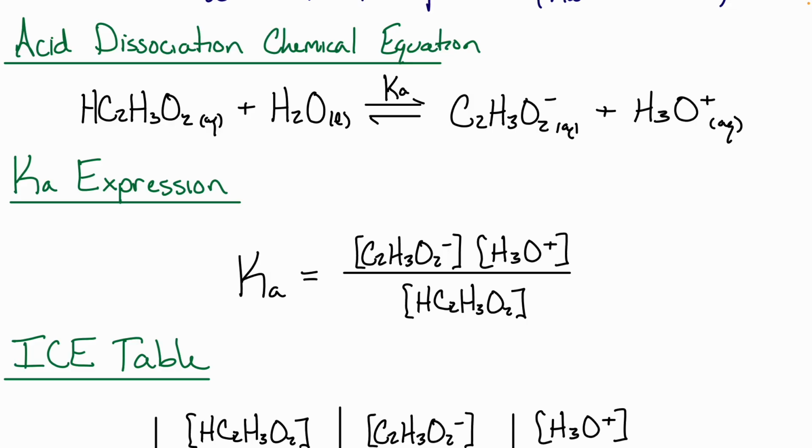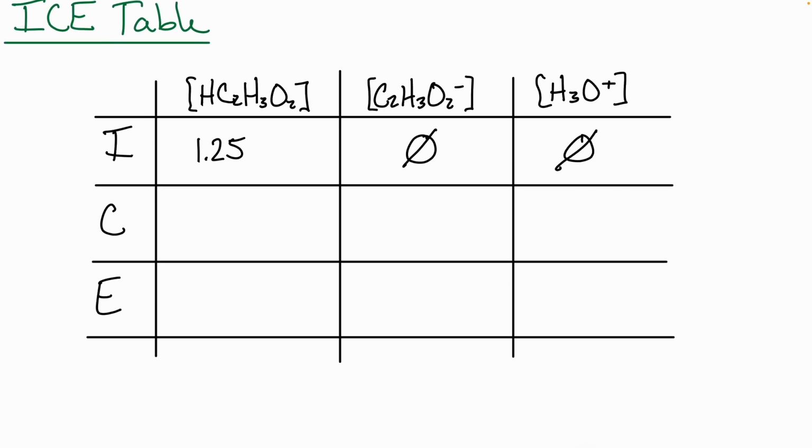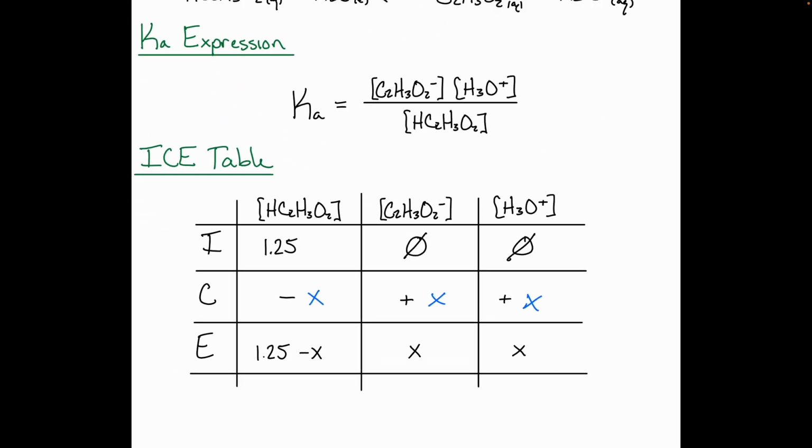And so now I've got to treat it like an equilibrium problem to figure out what my concentration of hydronium is going to be at equilibrium. So that's why I'm doing my ICE table here. All right, our reactant gets consumed, our products get produced. So 1.25 minus X, X, and X.